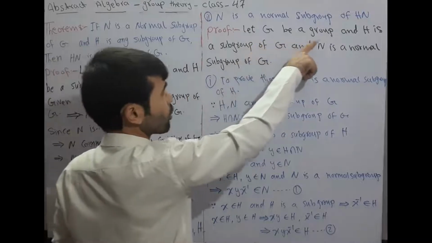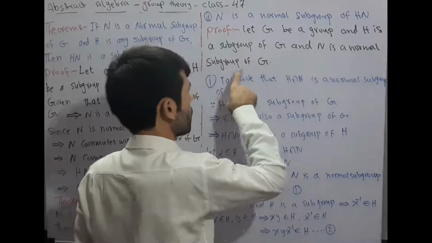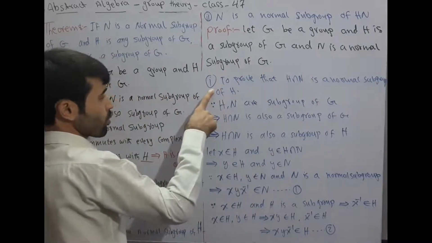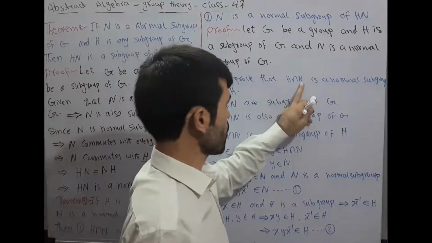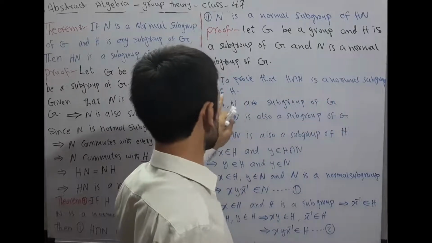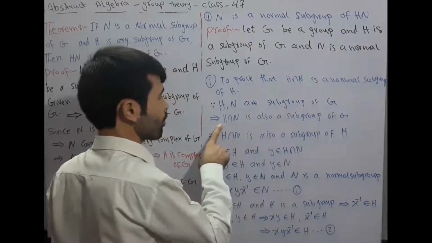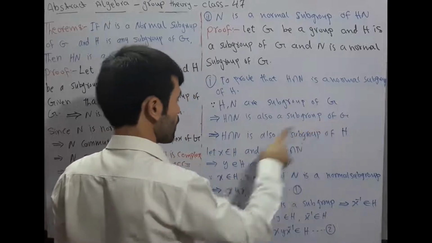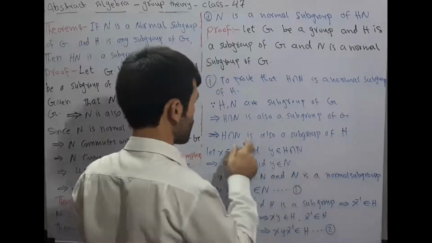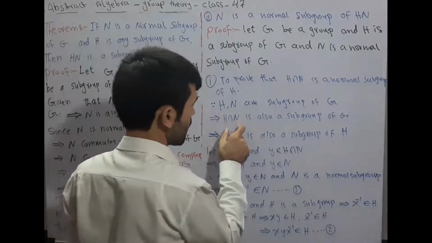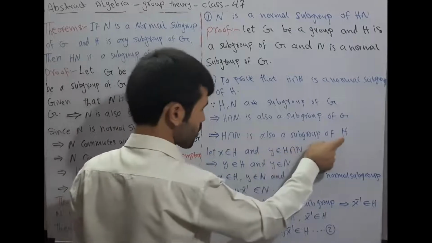Proof. Let G be a group, H a subgroup of G, and N a normal subgroup of G. First, we want to prove that the intersection of H and N is a normal subgroup of H. Since H and N are subgroups of G, their intersection is also a subgroup of G. This implies their intersection is also a subgroup of H, since H is a subgroup of G. The intersection of H and N is a subgroup of G, which implies it is also a subgroup of H.